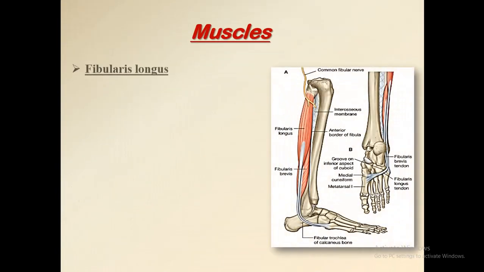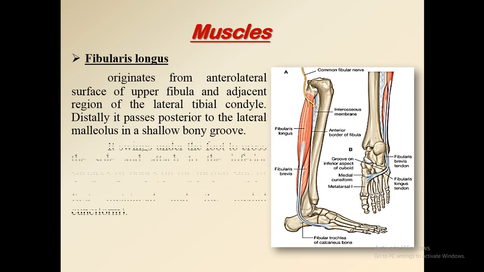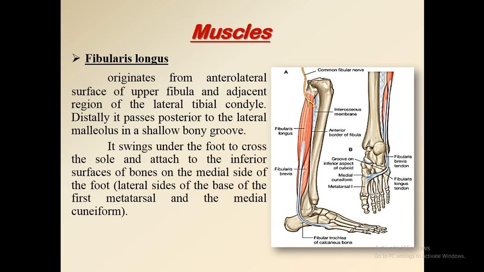Muscles of the lateral compartment, we said there are two: fibularis longus and brevis. Fibularis longus, as we notice in the picture, comes from the lateral surface of fibula and from lateral tibial condyle, descends downward until it reaches the lateral malleolus of fibula. It crosses the posterior surface of lateral malleolus to run on the lateral side of the foot.